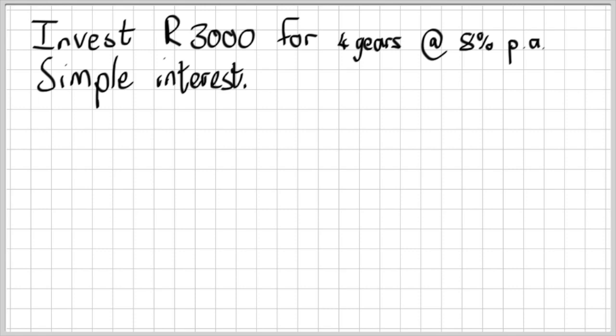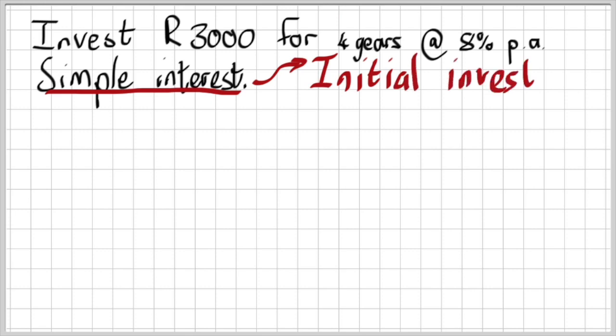Be careful that you don't confuse simple interest with what we are going to do next year, compound interest. Remember that simple interest is always interest calculated on the initial investment. So I'm always going to earn interest on the 3,000 Rand. No matter how many years it lies in the bank, it's always going to be interest on the 3,000 Rand.